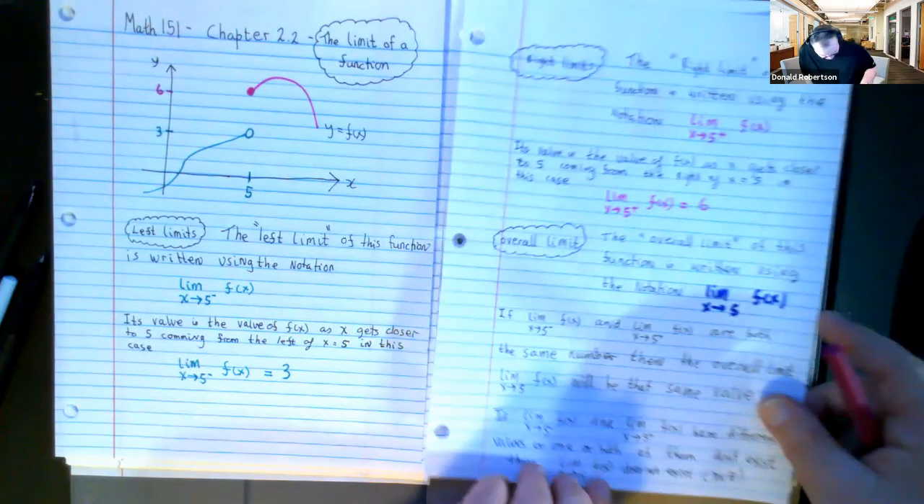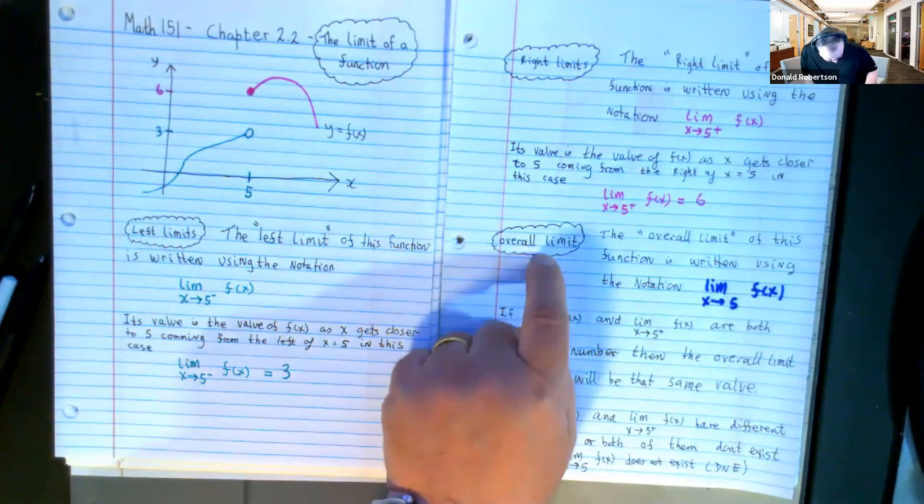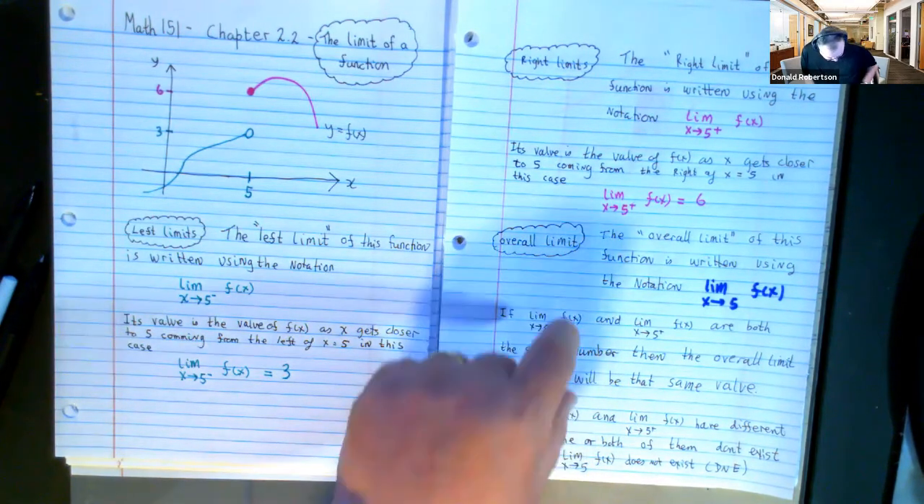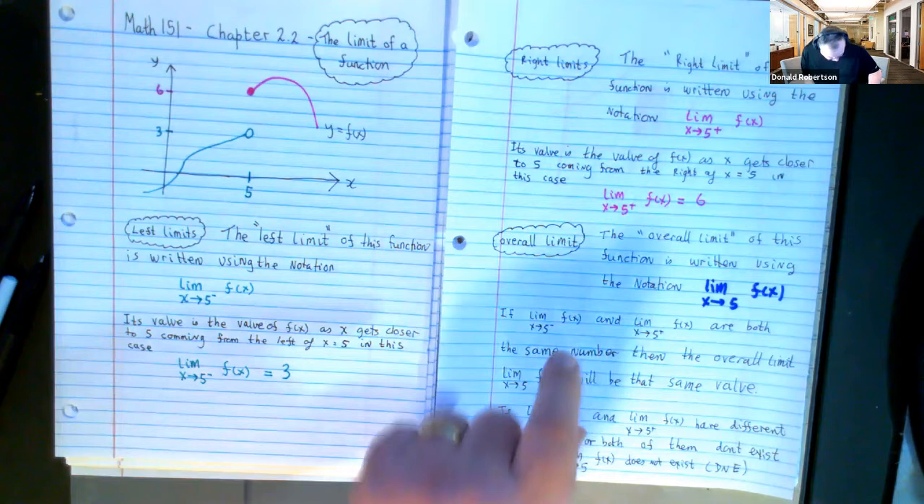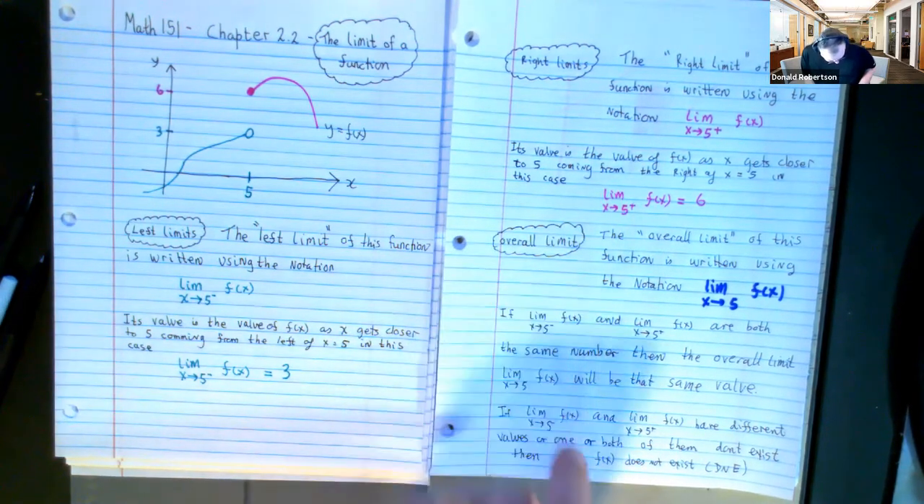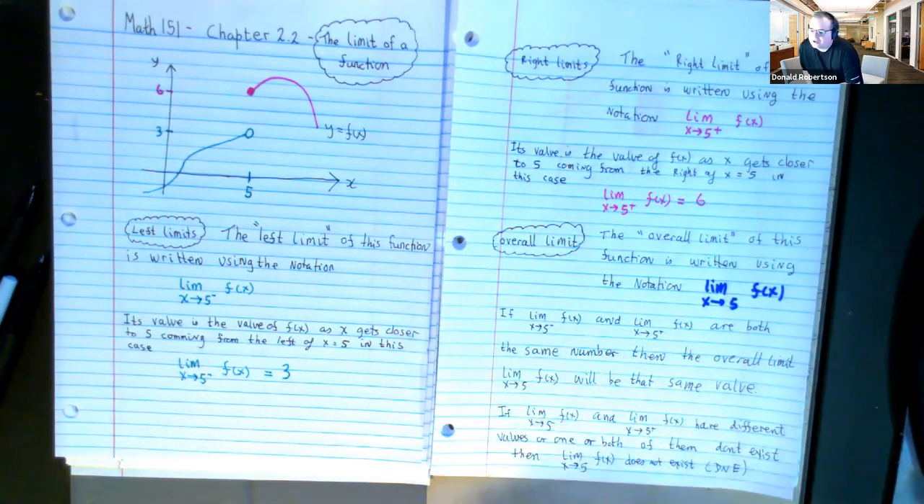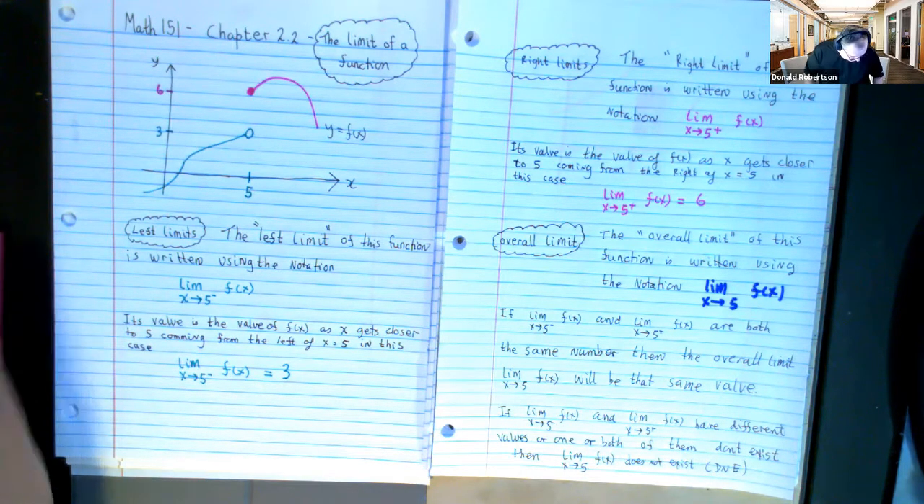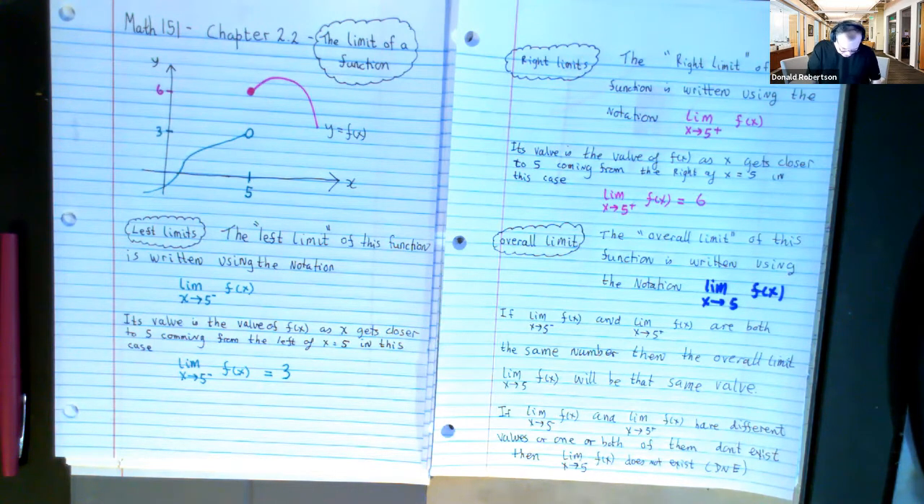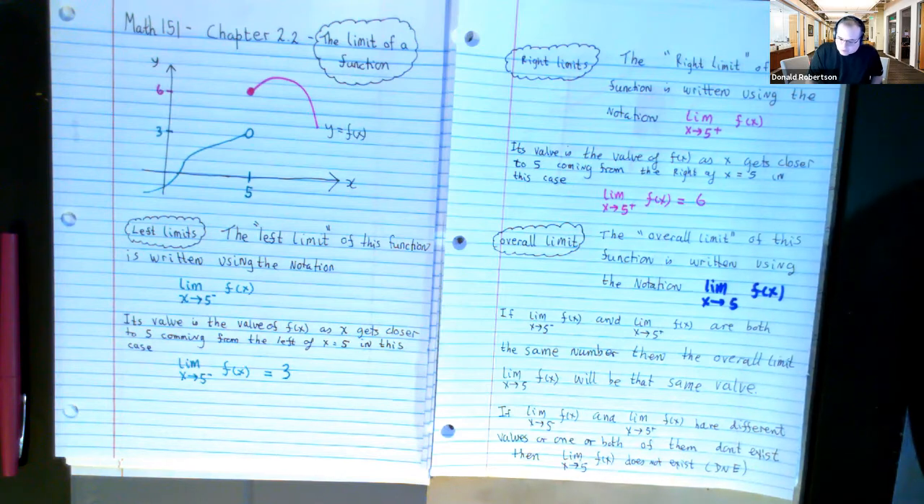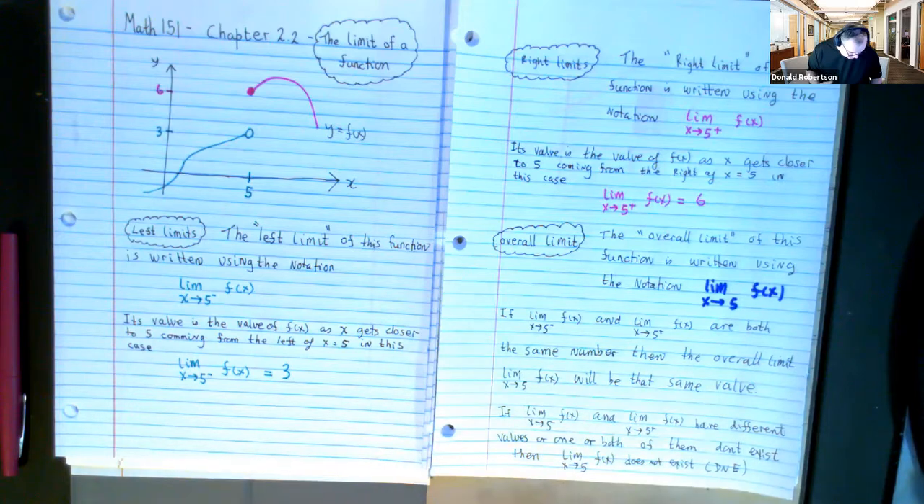So an overall limit exists if the left and right limits exist and agree with each other. And if they don't agree with each other, or one or both of them don't exist, then the overall limit doesn't exist. And that's the idea behind a left, a right and an overall limit. Any questions so far? Because really, I think doing these questions will make the idea a lot clearer.